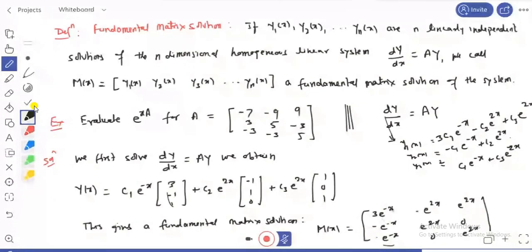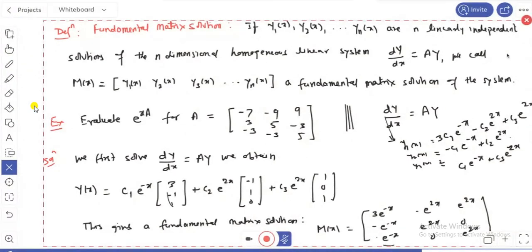M0 means you simply put x equals 0, and you get a new matrix, that is M0. Then you have to find the inverse of that, that is M0 inverse. Then M0 inverse multiplied by Mx, you get e to the power xA. Okay, so in the next page we discuss this, so we can find what M0 is.